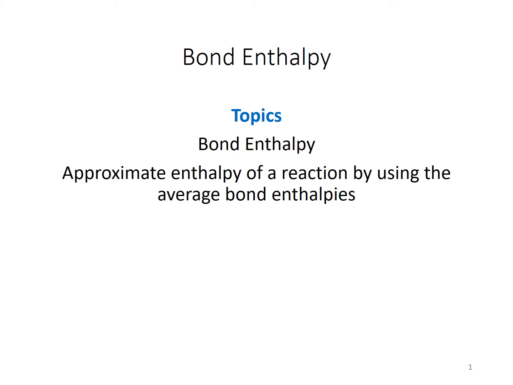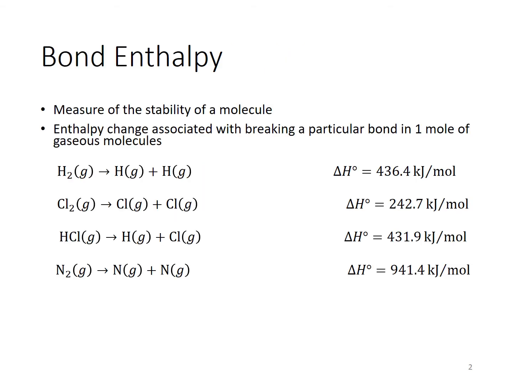Here we're going to talk about bond enthalpy and how we can actually use average bond enthalpies to approximate the enthalpy of a reaction. So bond enthalpy is the measure of the stability of a molecule. Essentially, we're trying to look at the enthalpy change that it would take to break a particular bond.